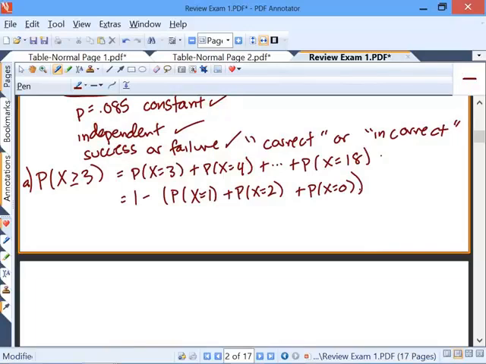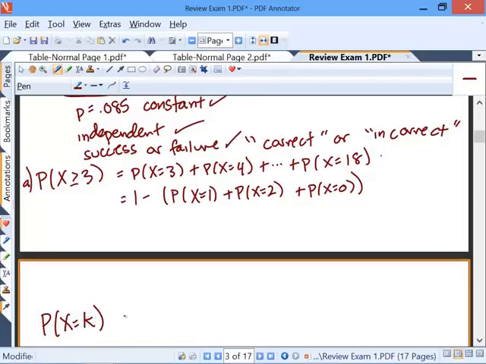At this point, we need to find these probabilities. To do that, it would be useful if we remembered the formula for a binomial probability. The probability that X equals k is n choose k, p to the k, 1 minus p to the n minus k. Remember, p to the k is the probability of getting k successes, and 1 minus p to the n minus k is the probability of getting the n minus k failures. And what does this part do? It's the combination. It counts the number of ways that I can get that many successes.